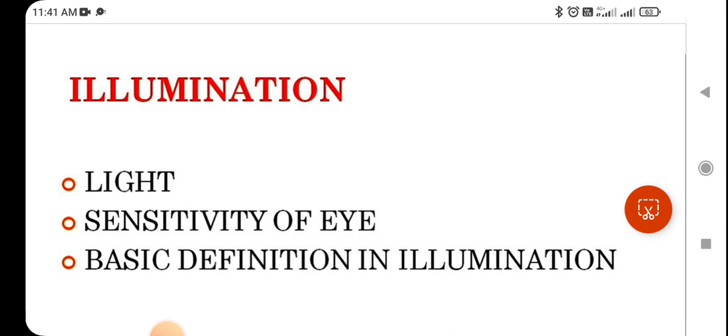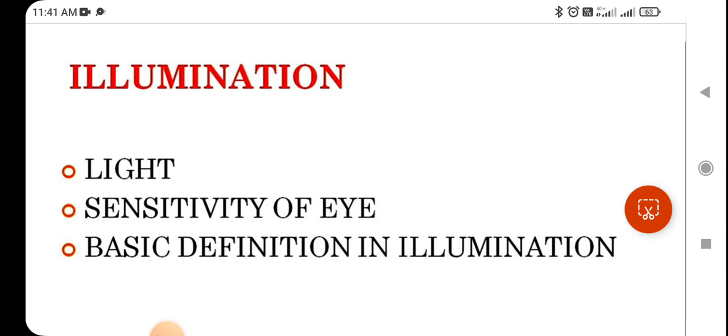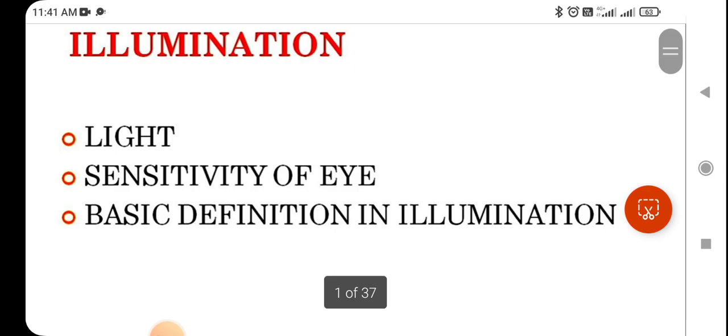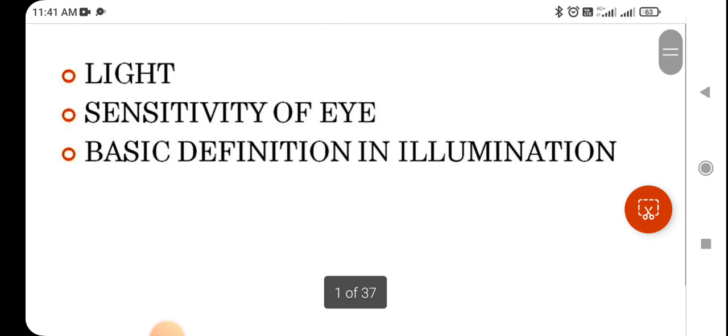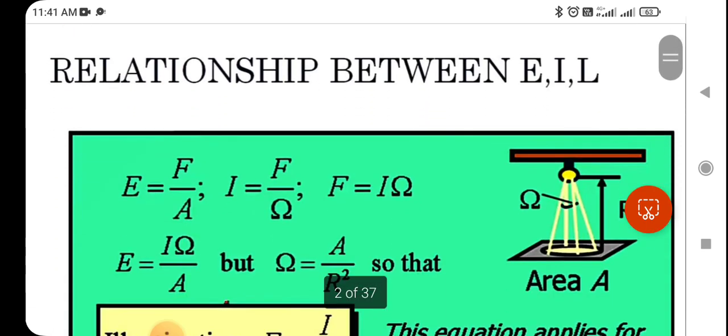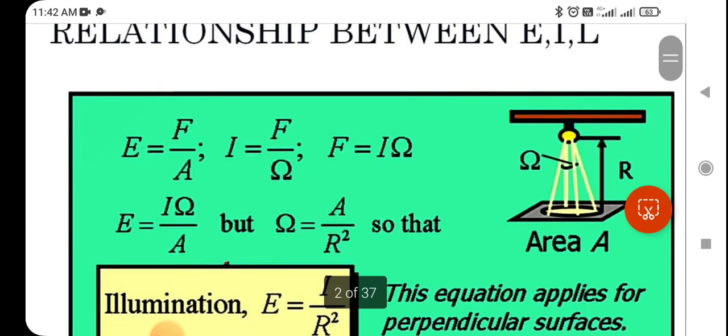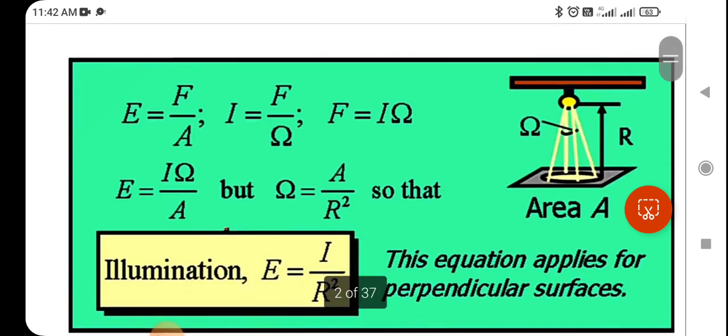As we know, the sensitivity of the eye lies between 400 nanometer and 700 nanometer. Now the basic definition of illumination: this is the relation between E and I. What is E? E is illumination and I is the luminous intensity. E is equal to F upon A, where F stands for flux and A is area, and I is equal to F upon solid angle.